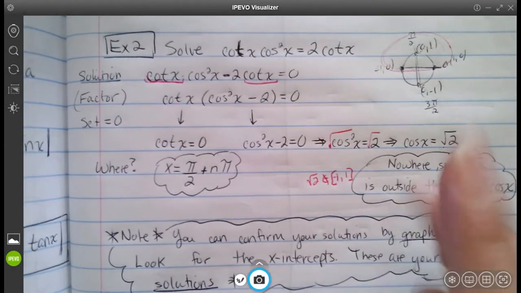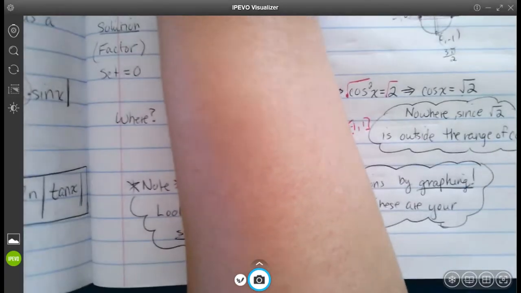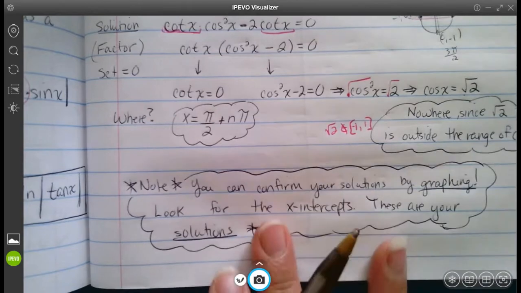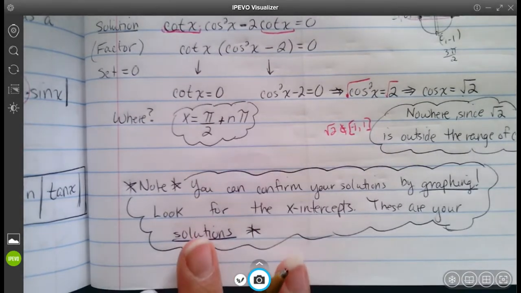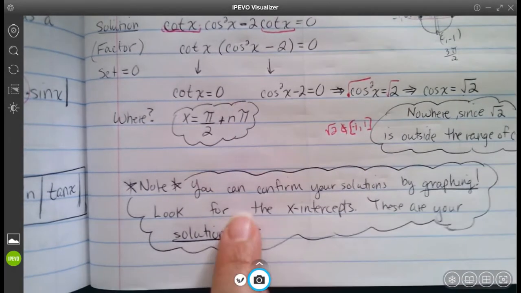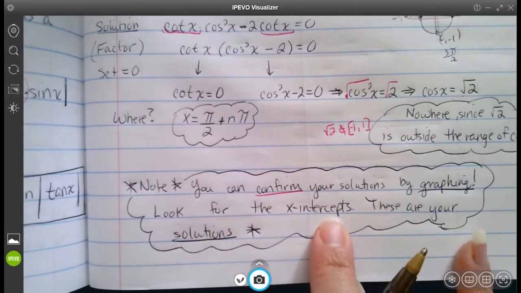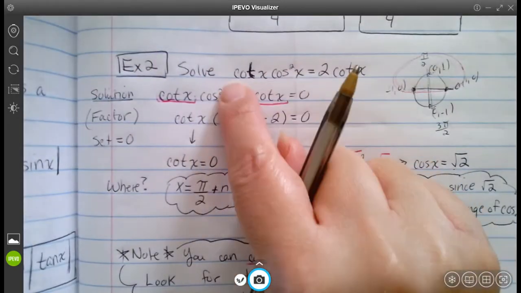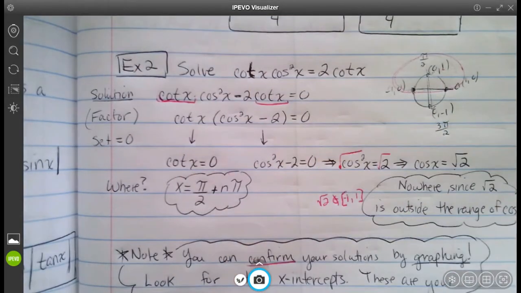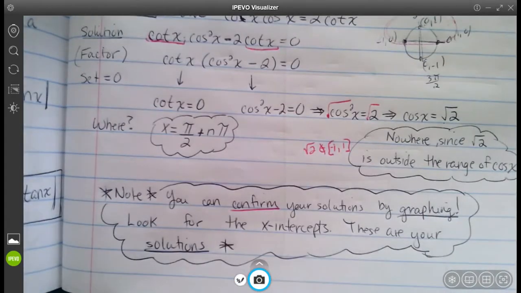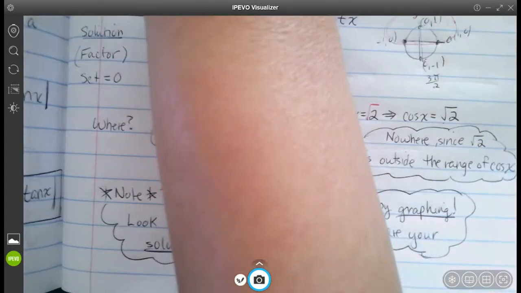Same thing. I did put a note here that you can confirm your solutions by graphing. If you wanted to do this graphically, which is fine, you still have to show the work. It would just be to confirm. Remember, you still have to show your work. You would be looking for the x-intercepts. I'm not going to show that here, but basically you would graph this, look at the graph, and it'll show you where it's crossing the x-axis. And that's it. Let's go ahead and move on to the next one.